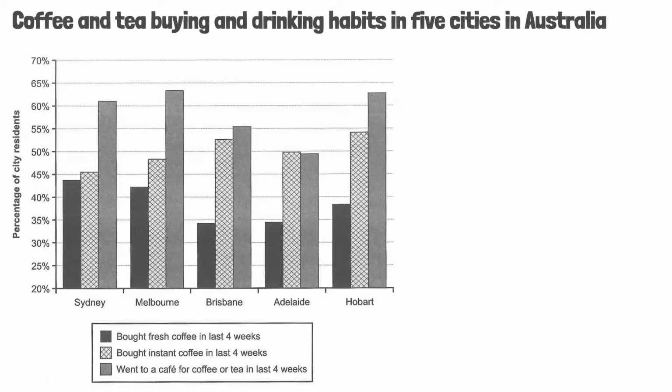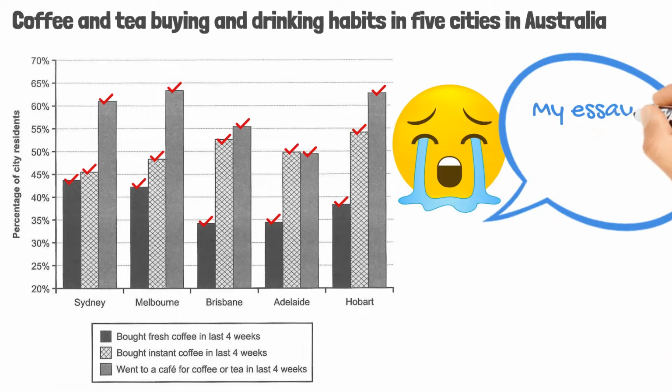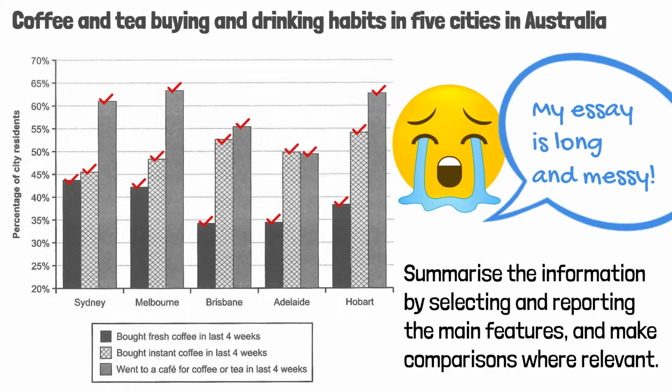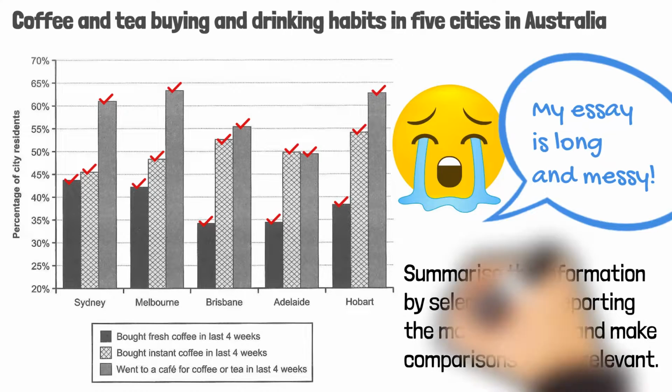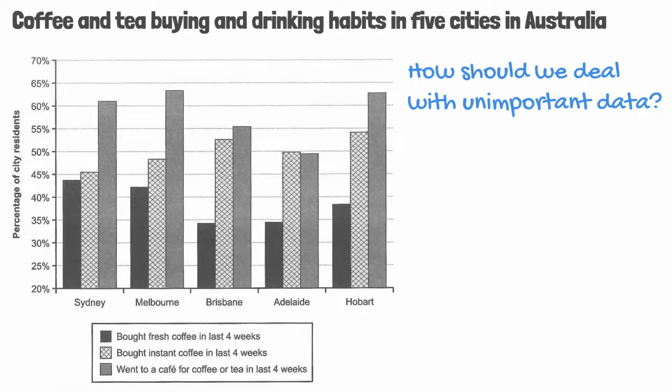Hello guys, look at this bar graph. Are you going to report every single piece of data in this graph? Of course you shouldn't. If you report all the data, you will probably end up producing an essay that is long and messy. More important, you won't be able to show the examiner that you have the ability to identify the main features. The question is, how we should deal with those data that are not very important. Should we omit them? You will find out.